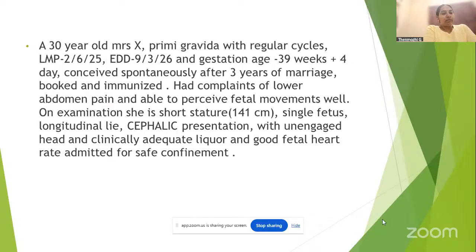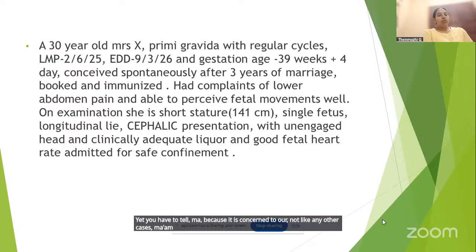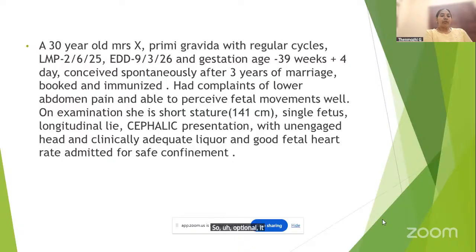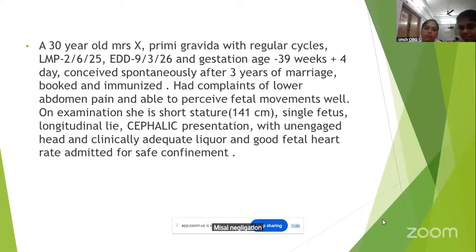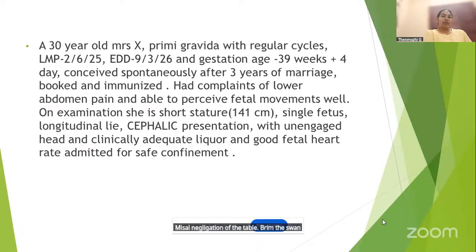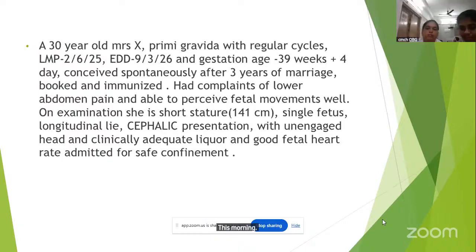Yet you have to tell, ma'am, because it is concerned with our subject, not like other cases where we simply go for delivery and it comes out. So rupture of membranes in the active phase we do, and allow the head to sink. As we have discussed, it is at the brim. This is the station of the head. You said brim, so the head has to sink in. Okay. Yes, ma'am. Second stage of labor.